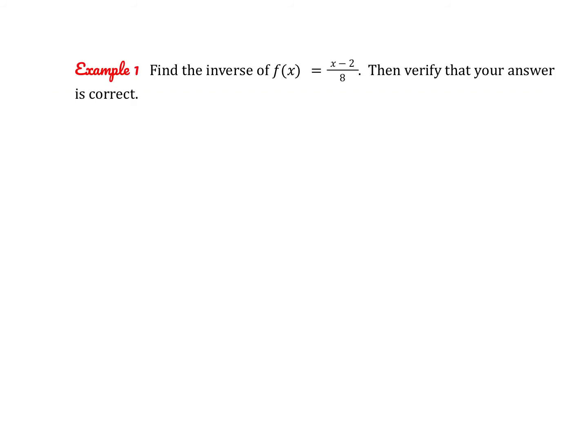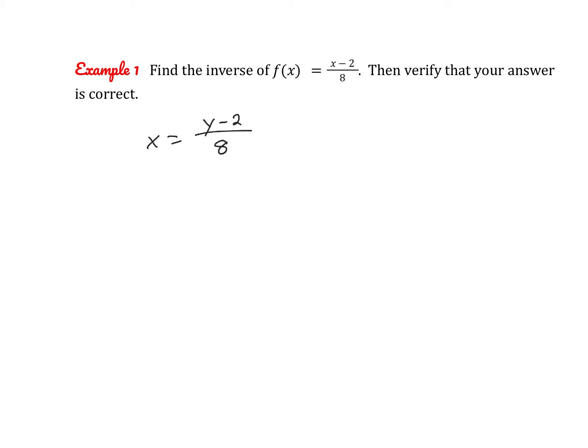Okay, let's give this a try together. So we're going to find the inverse, and then we're going to verify it algebraically. So here, again, the first step is to swap x and y. I want to remind you that f of x is interchangeable with y. So we're going to swap where those are. So we're actually going to write it as x equals y minus 2 over 8.